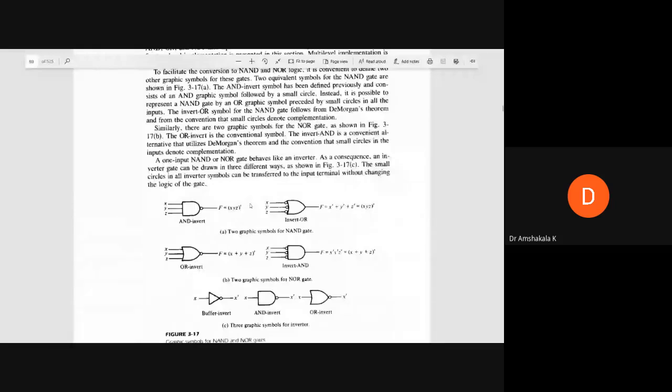By connecting two NAND gates in series: for the first NAND gate, you give X, Y, Z, and to this result I'm connecting another NAND gate. What will you get? X, Y, Z. Is that the AND of X, Y, Z? Yes, ma'am. So this is how NAND is used to realize the AND operation, right?